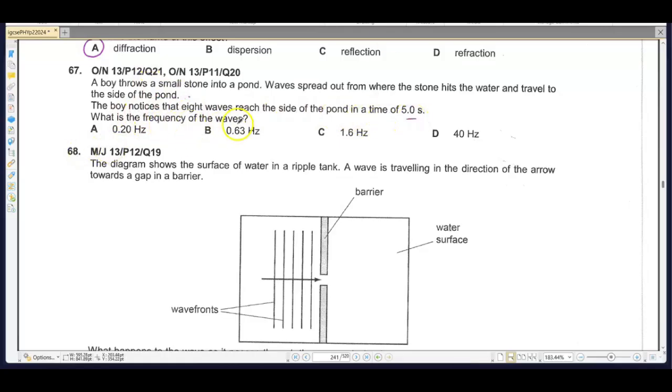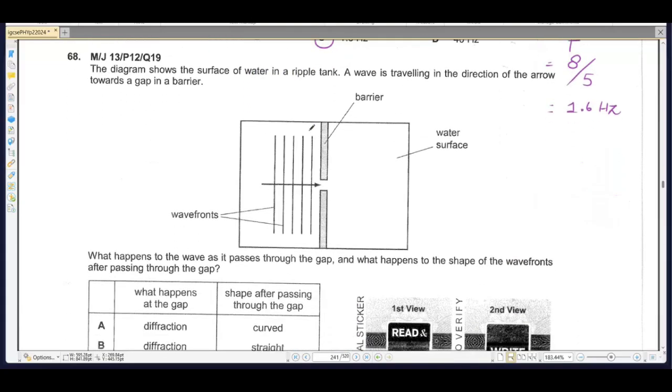What is the frequency of the waves? Okay, now we know that frequency is the inverse of time period. So we know that there were 8 waves. So there were 8 waves and the time for that was 5. So 8 divided by 5 is going to give us 1.6 hertz, and C is going to be our correct option.